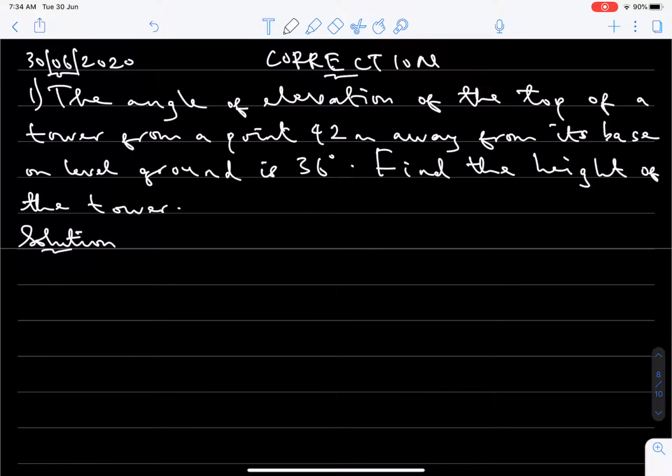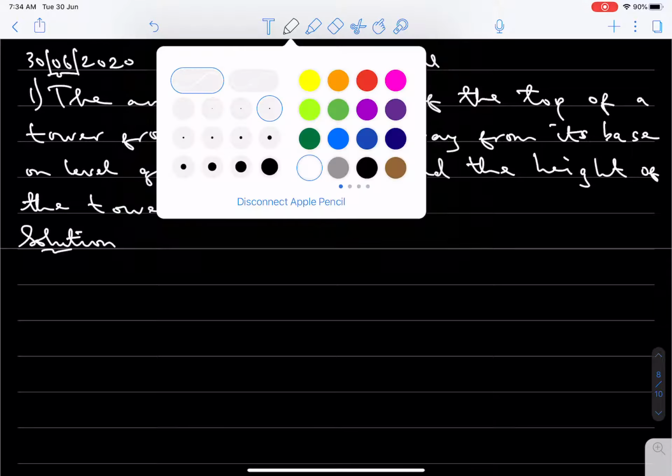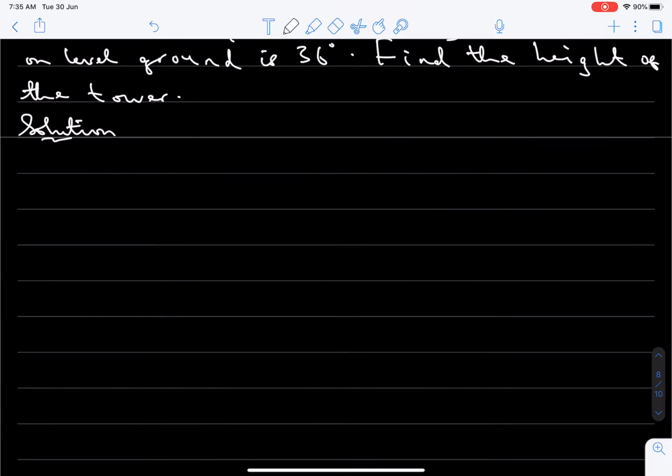Hi there. We are taking a correction to yesterday's exercise. The first one is: the angle of elevation of the top of a tower from a point 42 meters away from its base on level ground is 36 degrees. Find the height of the tower. That's a piece of cake, and now let's see how that's supposed to be done.